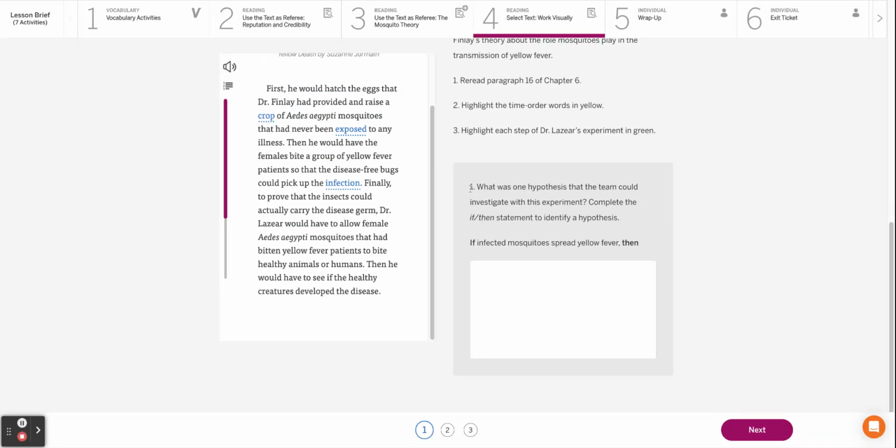And then you're going to answer this question for card 1. What was one hypothesis that the team could investigate with this experiment? Write it as an if-then statement. So if the mosquitoes spread, if the infected mosquitoes spread yellow fever, then explain the result or the expected result for that hypothesis. Okay. If-then is like cause and effect, right? If something happens, then something else happens. So what you're thinking about is, what is the theory that Dr. Lazier wants to test, and what is the expected outcome of that test?